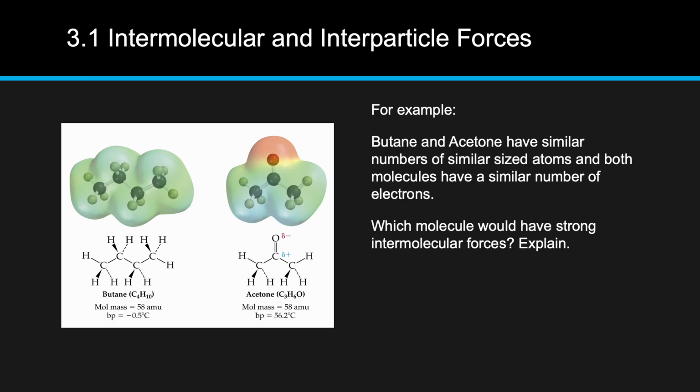So let's look at this example between butane and acetone. Looking at their molar masses, they have the same molar mass, which means they have the same number of electrons. And because they have the same number of electrons, their polarizability is pretty much equal, meaning that we are not comparing London dispersion forces for their difference in boiling point. Instead, we need to look at the difference in intermolecular forces between these molecules.